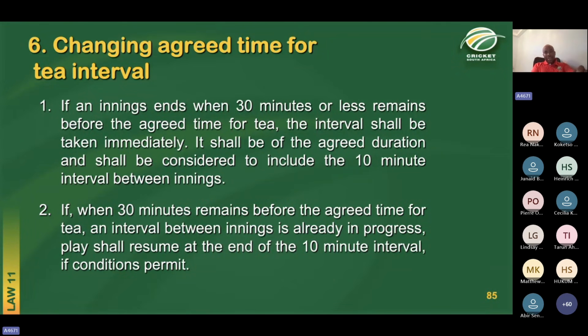So in scenario number 2 on screen, we are not changing the agreed time for the tea interval. Why? Because the innings ended more than 30 minutes before the scheduled tea break. It just so happened that we were in the 10-minute change of innings interval when it was 30 minutes before the agreed time for tea. We don't take tea 30 minutes early in that scenario.